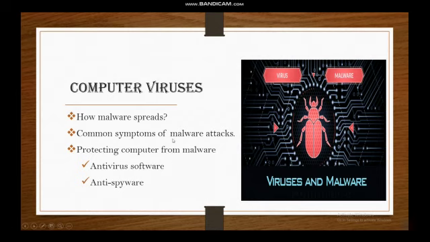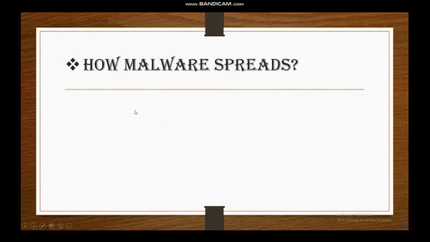Let's start with the first topic. The first topic is how malware spreads. As you know, malware means malicious software. Some computer experts create malware such as virus, spyware, worm, and so on, and spread it through the internet. It is very important to understand how malware spreads and how to protect computer from them.